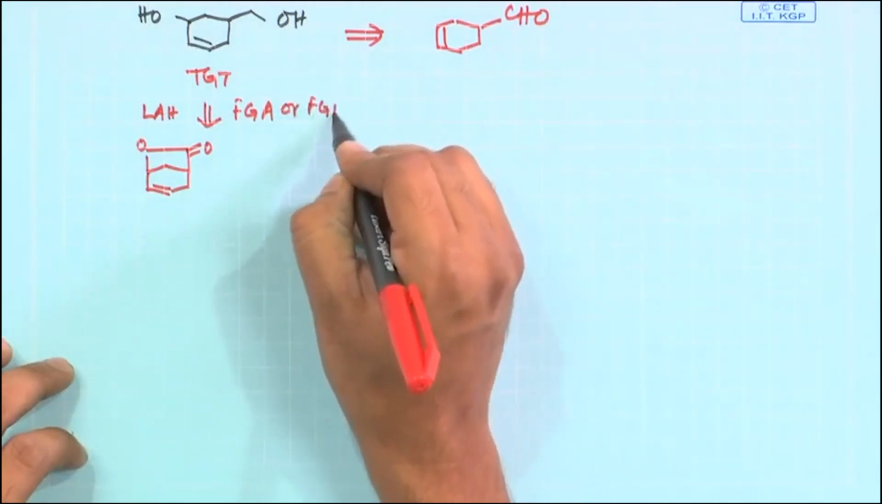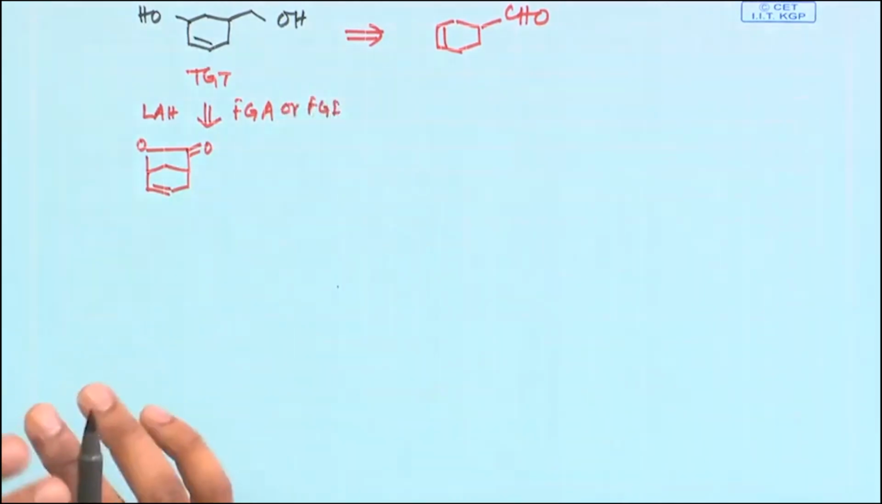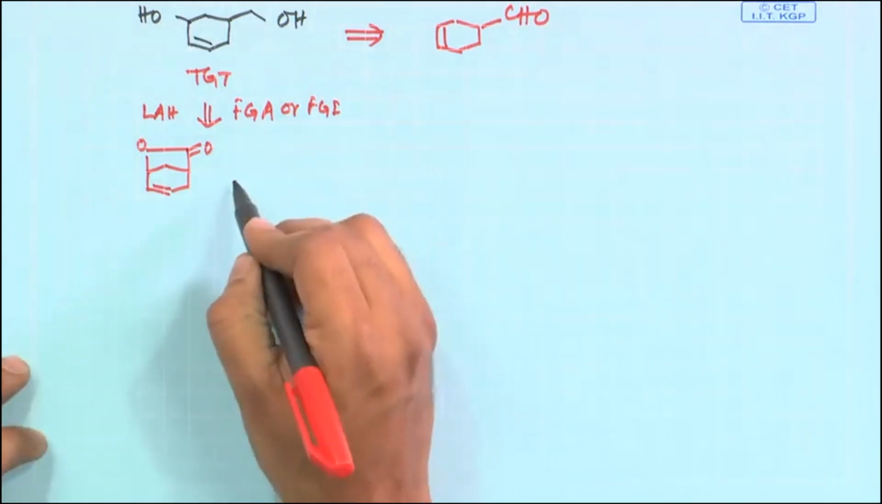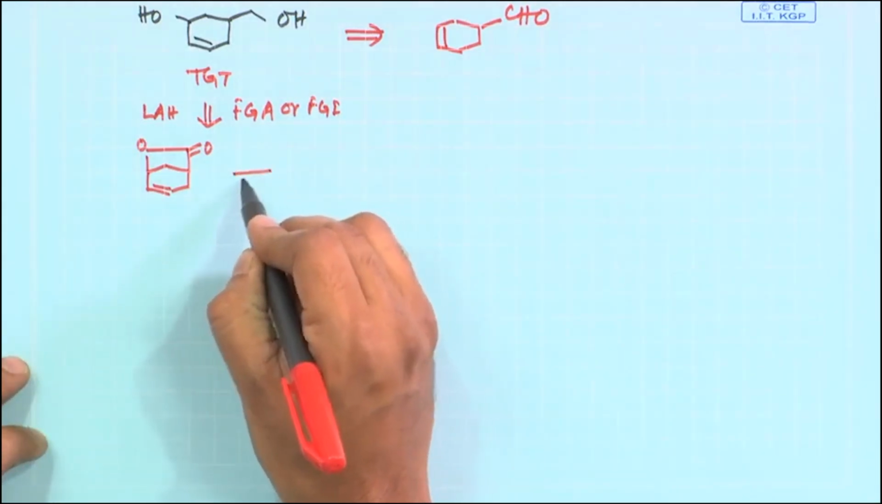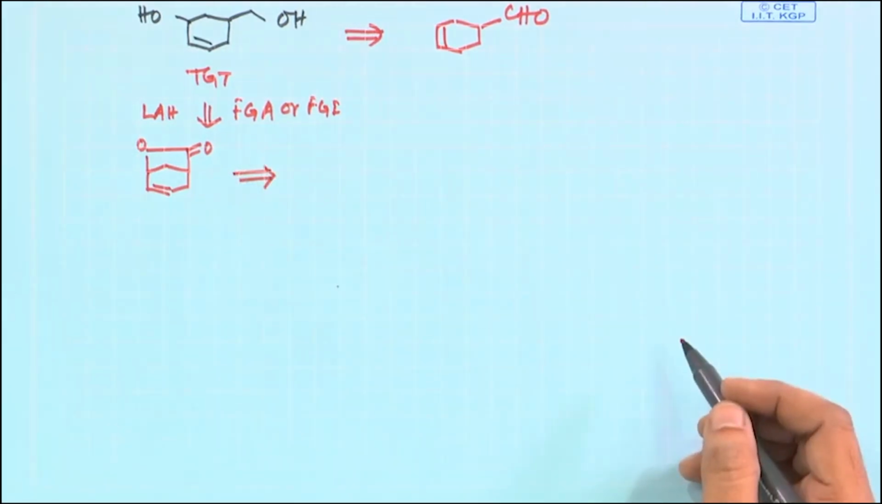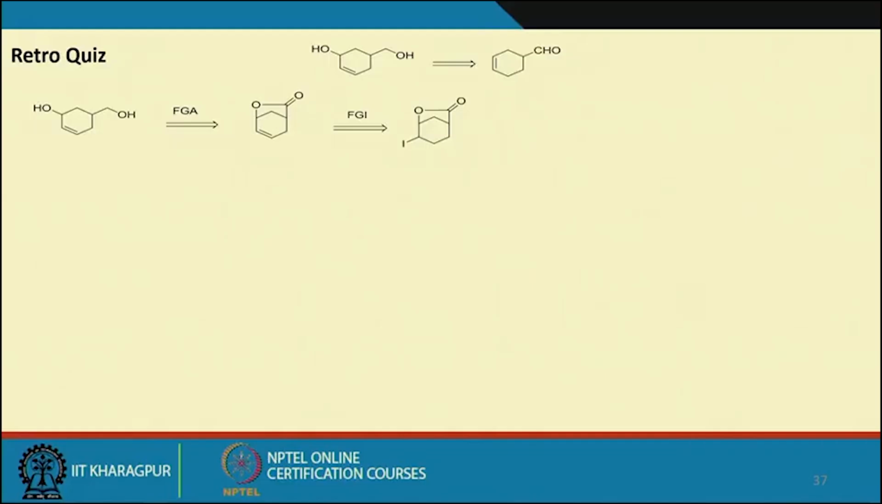So these names are just to give you a flavor. In principle FGA and FGI are kind of similar, fine. So once you have this anhydride which you can cleave, the next question is how to access this anhydride, fine.